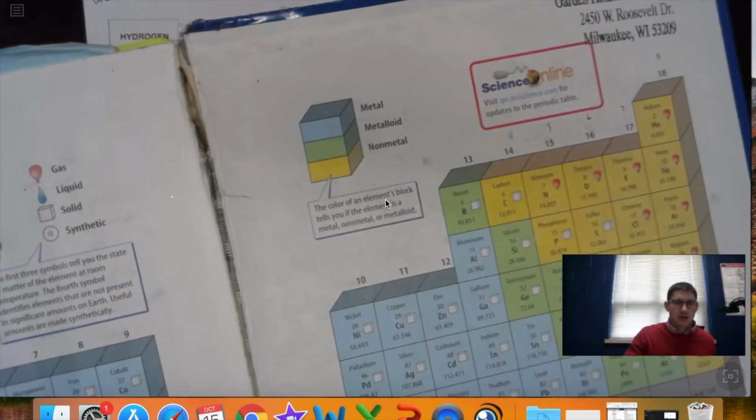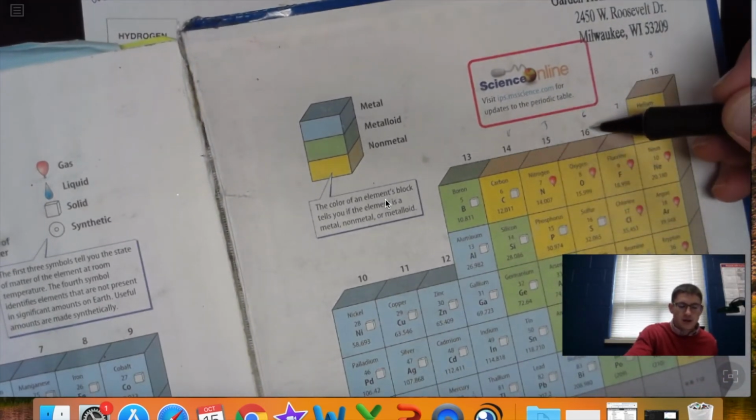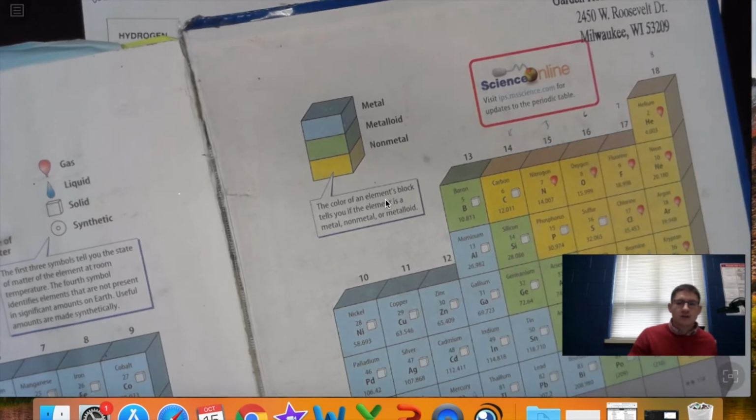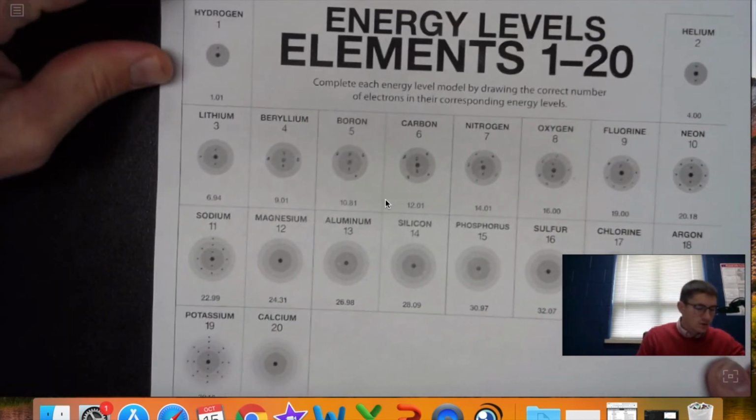The next way to check is to make sure that the number on the column or the element family head here tells us how many are in that outermost energy level. I like to use both strategies to make sure that I have a complete understanding of where those electrons go.